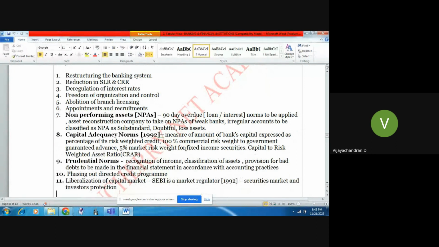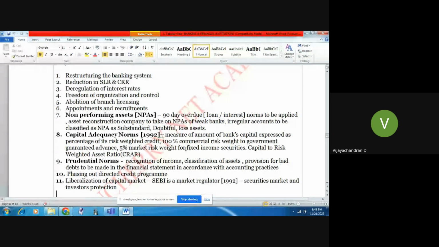What are non-performing assets? I told you. At the due date, you are not recovering the loan. Above 90 days, that will be called an NPA, non-performing asset. Above 90 days, if it is not recovered. Suppose on 31st December you have to recover the loan. Suppose it was not recovered till 31st March, then that loan will be transferred as an NPA, and you have to make the provision for the outstanding debts.